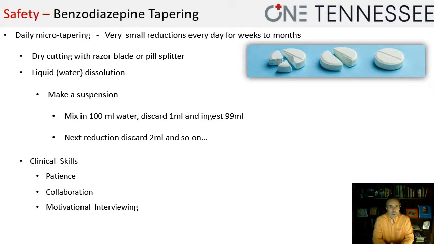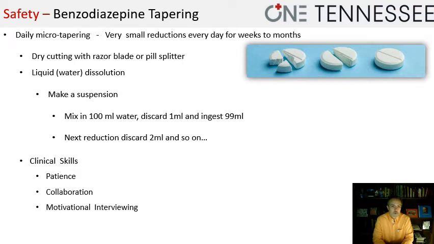For this, you've got to have some clinical skills. You've got to be patient with your dose splitting. You've got to be patient with how fast you're tapering. It's a collaborative effort between the physician and the patient and even the pharmacy. And motivational interviewing is very good to use here because typically what we'll see is we have patients that have been on benzodiazepines, which are really designed for short-term use, for weeks, months, and even years.